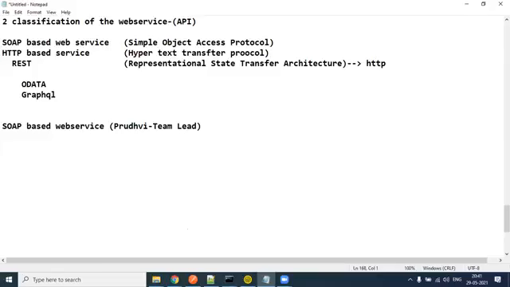Now I am a team member. I want to use his service. So which persona am I playing, service consumer or service provider? If I want to use his service, then am I acting as a service consumer or service provider? Service consumer.